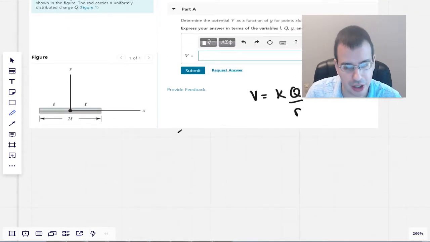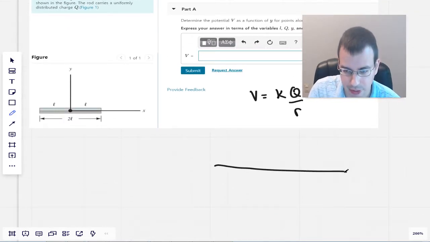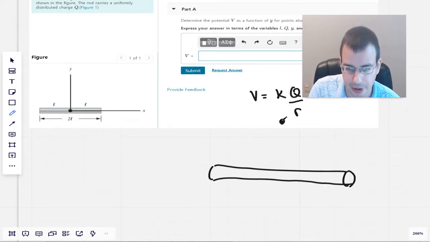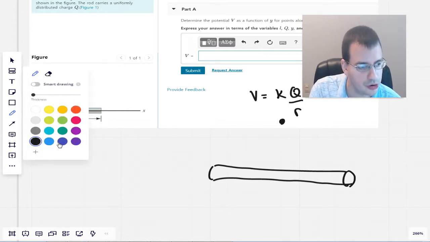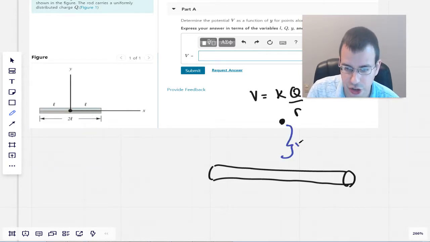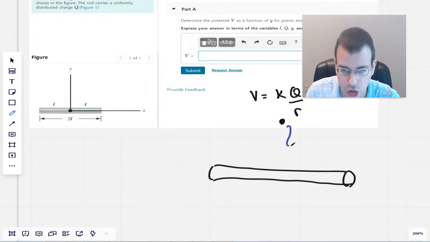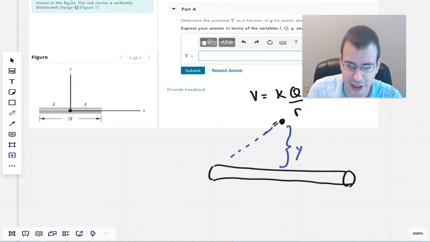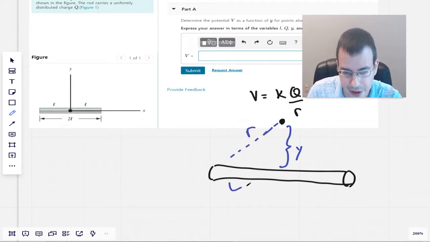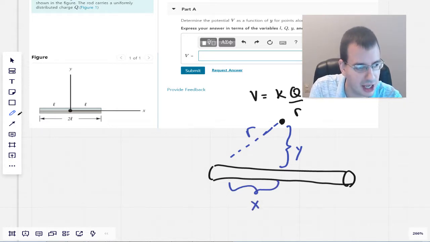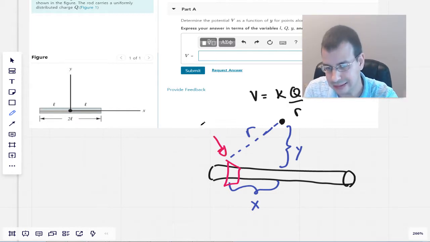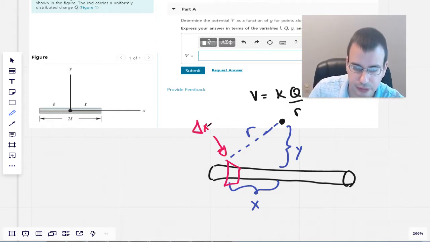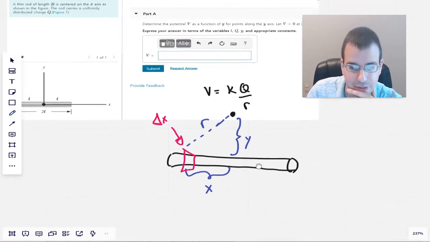So we're going to redraw this. First thing you pretty much always do whenever you're solving a problem is you draw it. In this case, I guess we're redrawing it. This will be some distance y. This will be r, and then this will be a distance x, and we'll be looking at this portion right here. This portion I'm going to call delta x. And so the idea is we're going to try and integrate things.